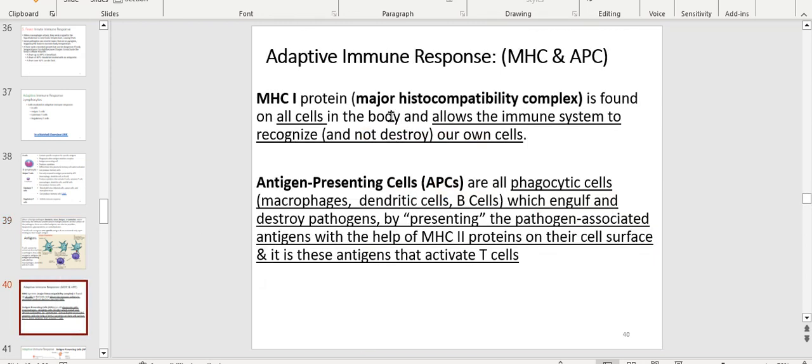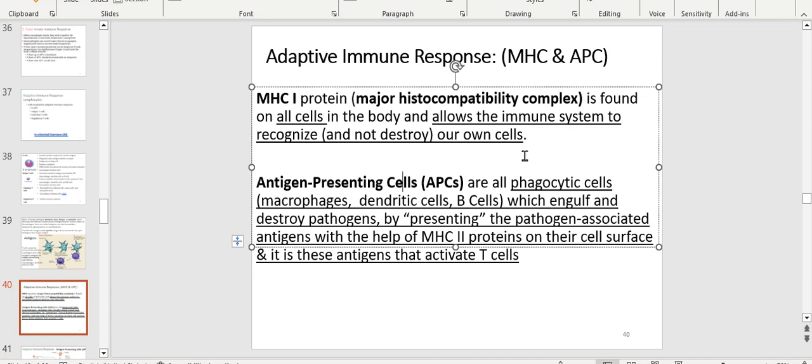Moving on into the adaptive immune response, we've got MHC1 proteins as well. There's more about your antigen presenting cells. MHC1 protein, what we call major histocompatibility complex, is found on all cells in the body and allows the immune system to recognize and not destroy our own cells.